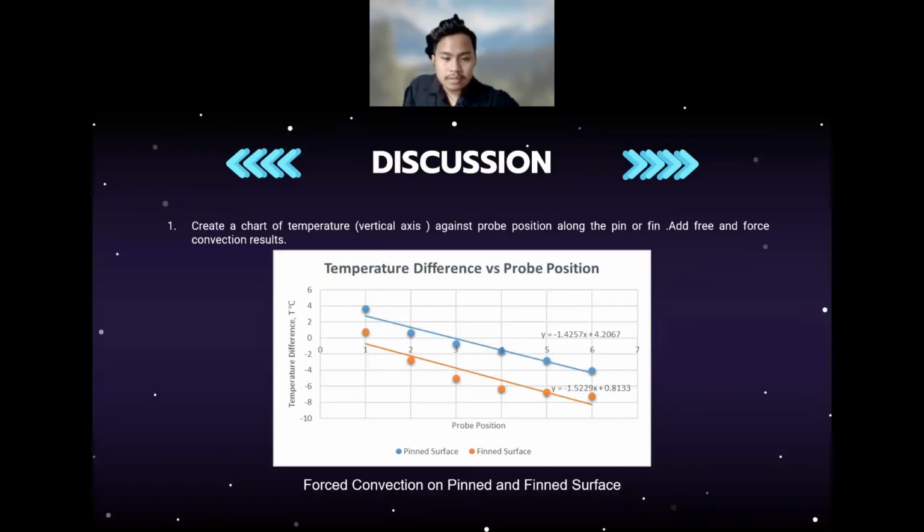Next, as you can see, this is the chart for forced convection on pin and fin surface. And the pin and fin is the same, linear. For the x-axis, we also put probe position and the y-axis is temperature difference. That's all from me. Thank you.